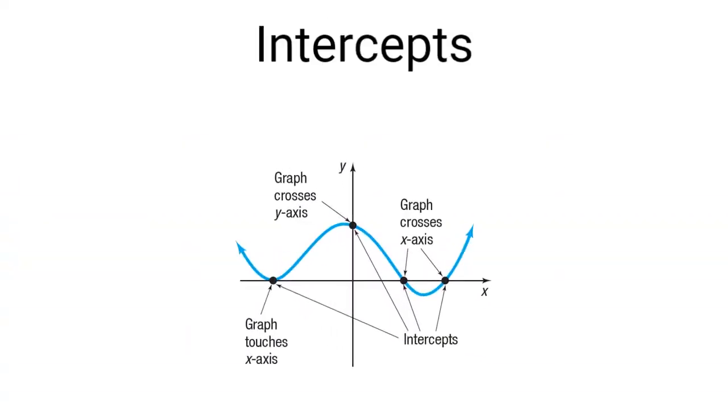The points, if any, at which a graph crosses or touches the coordinate axes are called the intercepts of the graph. The x-coordinate of a point at which the graph crosses or touches the x-axis is the x-intercept, and the y-coordinate of the point at which the graph crosses or touches the y-axis is a y-intercept. For a graph to be complete, it must show all of the intercepts.